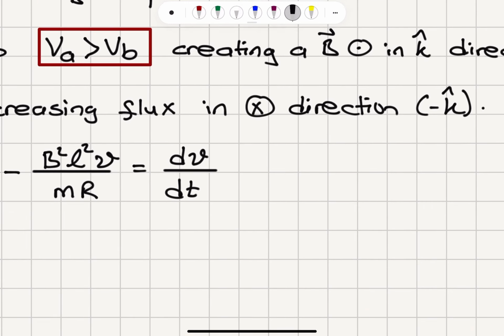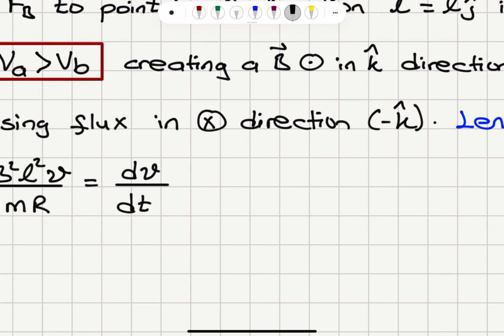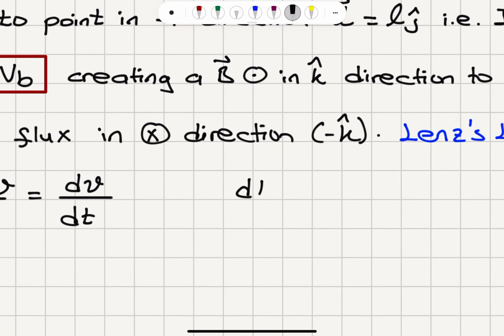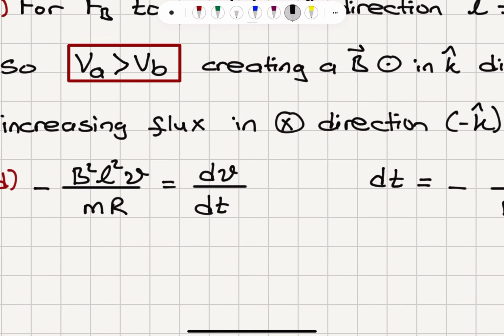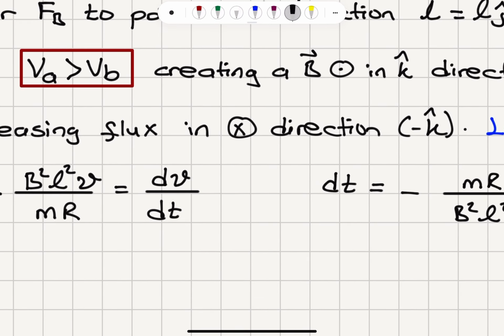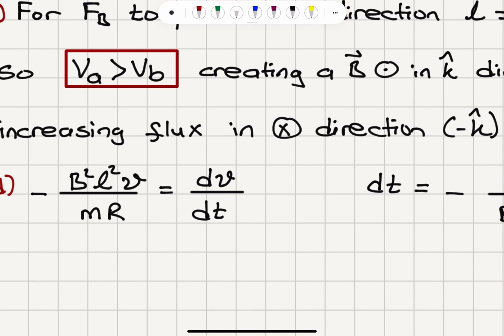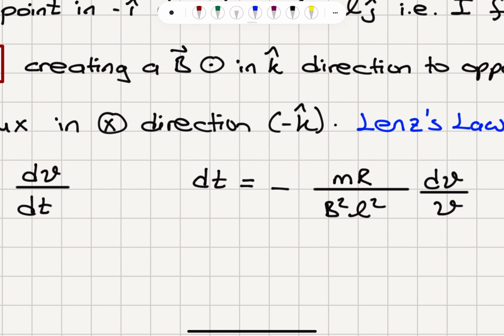Okay, so if I isolate time on the left hand side, dt is equal to minus mr over B square L square dV over V. So this went upstairs: mr over B square L square dV over V is dt, with the minus sign here.